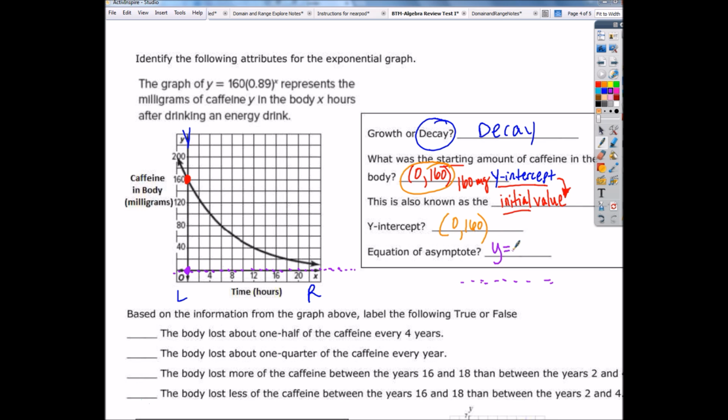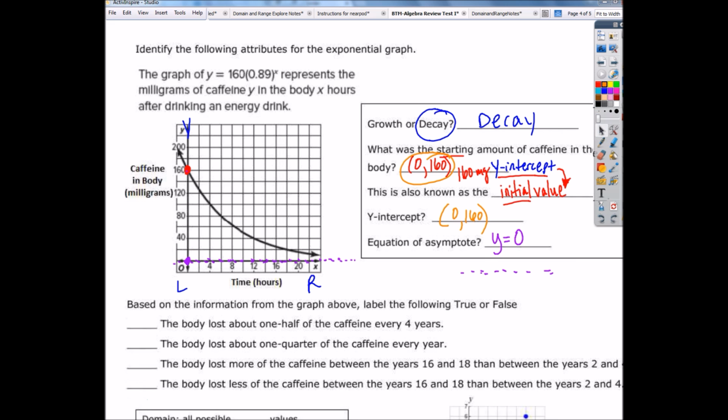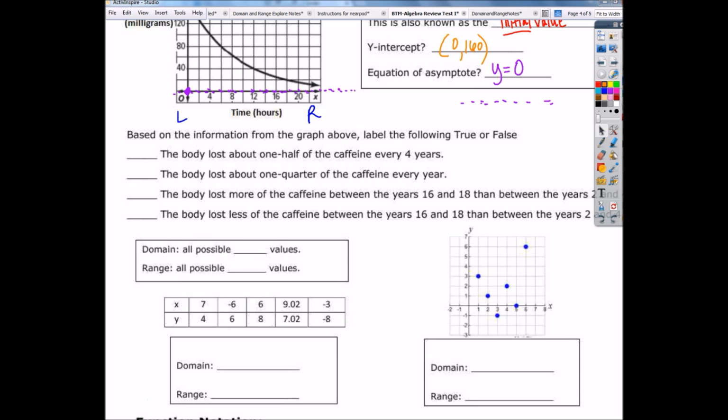Asymptotes are always y equals. And where does it cross the y-axis? At 0. Remember, folks, I'm not looking at the y-intercept. I'm looking at my asymptote where its y-intercept would be. And that, in this case, is 0. So y equals 0. Okay, moving down. Almost done here.